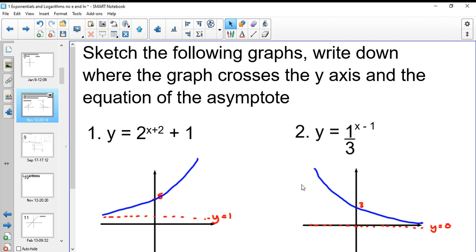In the last video, at the end, I asked you to sketch these two graphs. So I've just got these so they can show you the answers. This one is going through the y-axis at 5 and the asymptote is at y equals 1. This one is going in the opposite direction, going through 3 on the y-axis, and the asymptote is at y equals 0. Okay, so hopefully you did well on that.